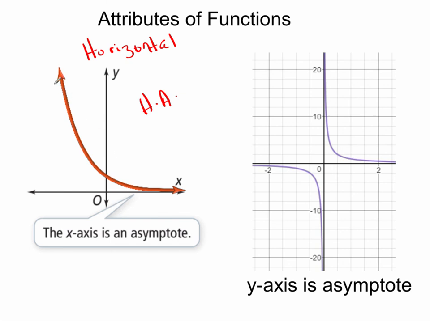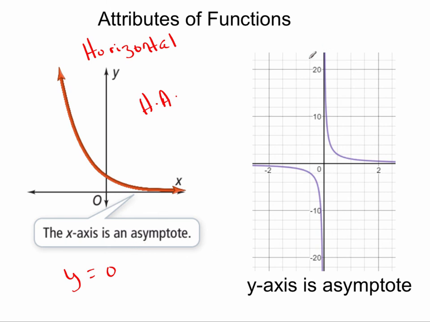And a horizontal asymptote is a line y equals, in this case, y equals 0, where the curve approaches it, and after a certain point in time, it doesn't cross it. We can have wiggles over for a while, and we're going to address those a lot more in pre-calc, in calculus.